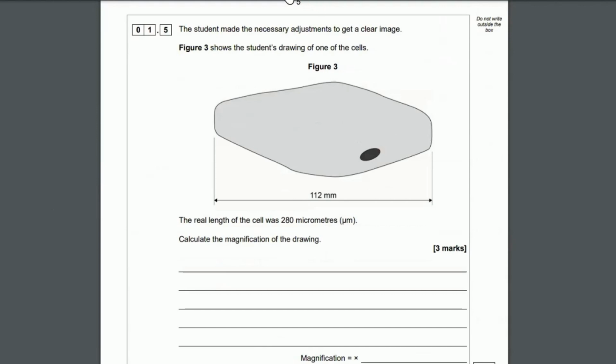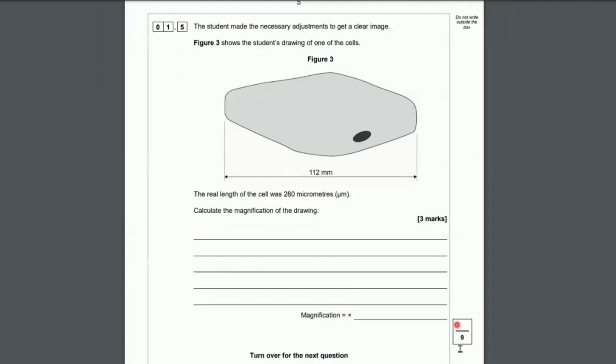Right, we're on to 1.5. I'm just going to shrink that down so you can see this is a 3 mark question, total of 9 marks for this first question on this paper. The student made the necessary adjustments to get a clear image. Figure 3 shows the student's drawing of one of the cells. So we've got figure point 3 here.